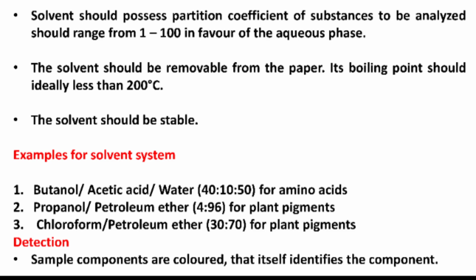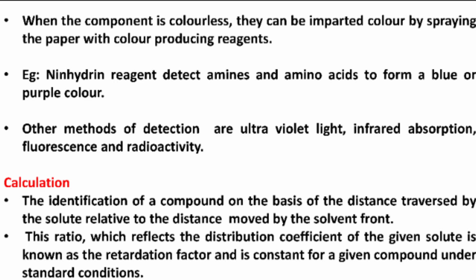Detection: if the sample components are colored, that itself identifies the component. When the component is colorless, color can be imparted by spraying the paper with color producing reagents. Example: ninhydrin reagent detects amines and amino acids to form a blue or purple color. Other methods of detection are ultraviolet light, infrared absorption, fluorescence and radioactivity.